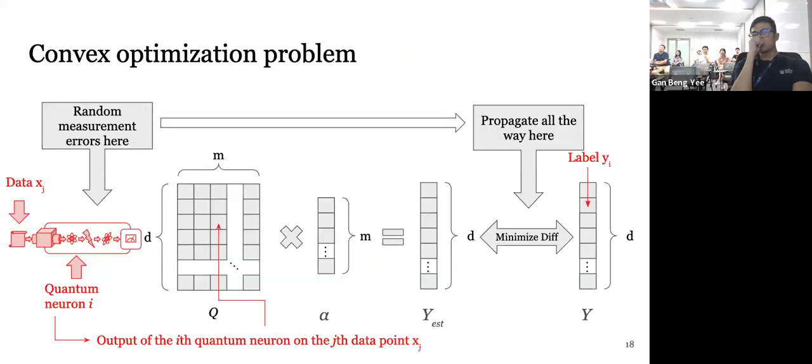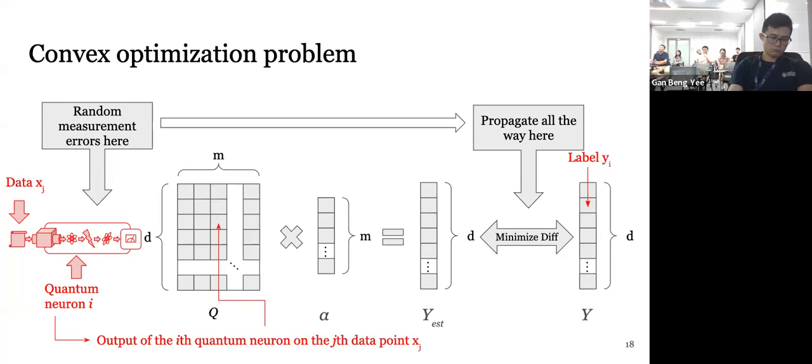Okay, so the random measurements born from the quantum neurons and sent into Q will propagate all the way here to the difference. So in order to decrease this kind of measurement error, we have to measure the output of each quantum neuron multiple times in order to minimize the error that's formed in Q and subsequently in the loss function that we have against the estimation and the actual label here.